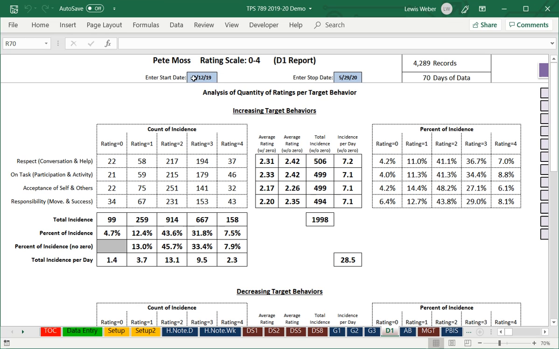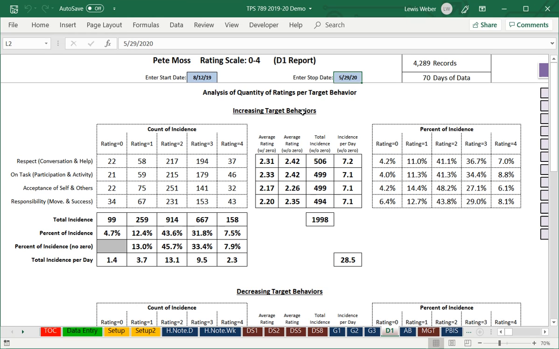The first thing that you note up top here is you can enter the start and stop date. And this is helpful when you want to analyze portions of your TPS data. For example, before and after a medication change. So if there was a medication change sometime later in August, for example, you could put the stop date of whatever date that was, and it would display the data just for that time period. And that's a handy thing to be able to do.